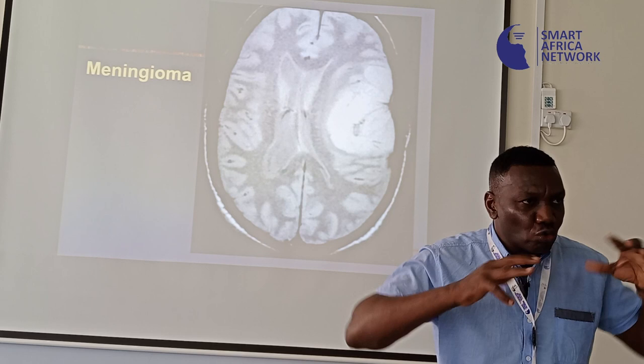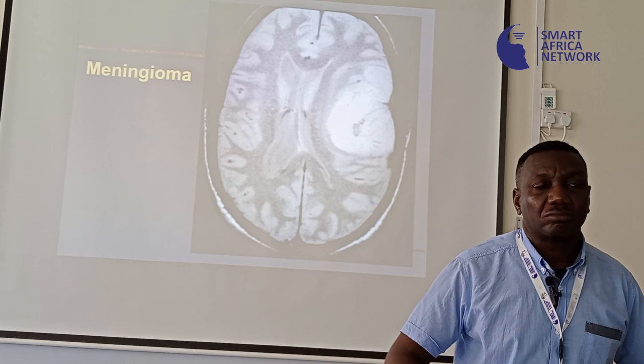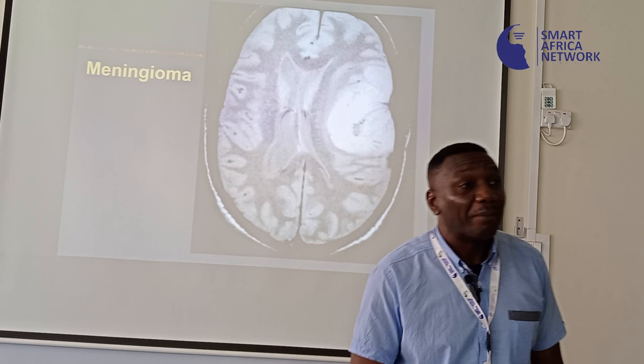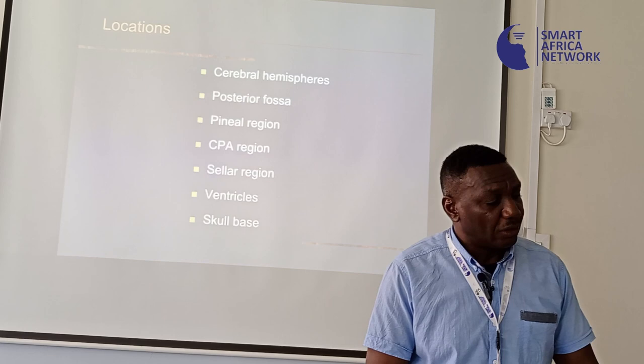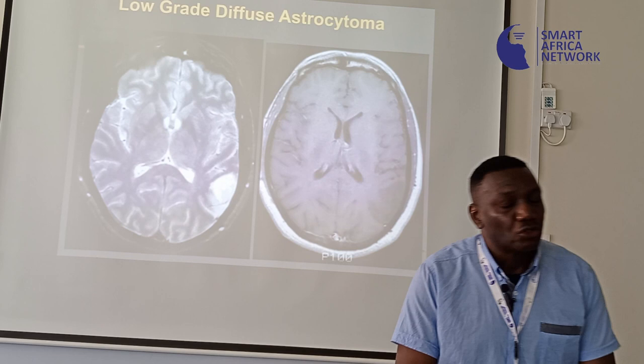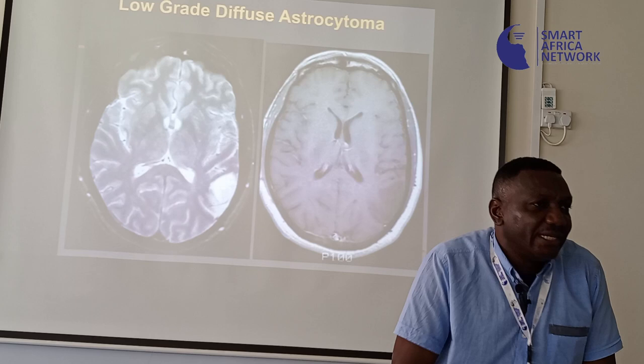Now, we use different sequences or different MRI parameters to characterize the brain. And so these are the locations. So you must sometimes define where the location is and all that. Okay? So we use different MRI parameters to define what lesions we're dealing with and how the lesions react with the MRI signals that we are sending.